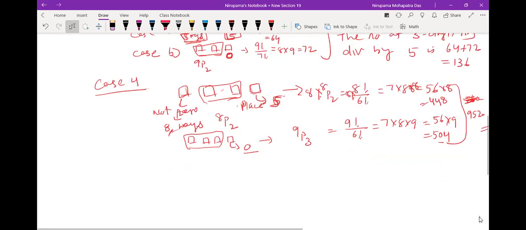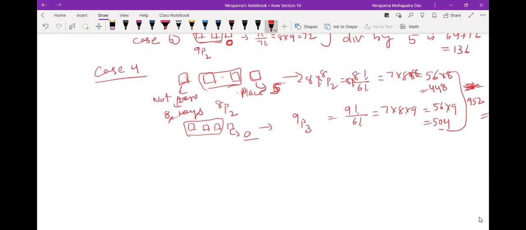So number of 1-digit numbers. How many finally, how many numbers are we getting? 4-digit numbers. How many? Less than 10,000, right? Less than 10,000 means you cannot have 5-digit numbers. Whenever you are given less than 10,000, you cannot have them.